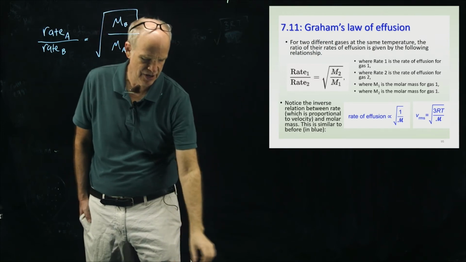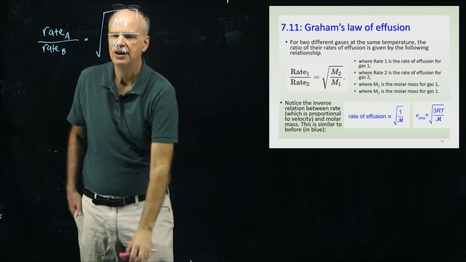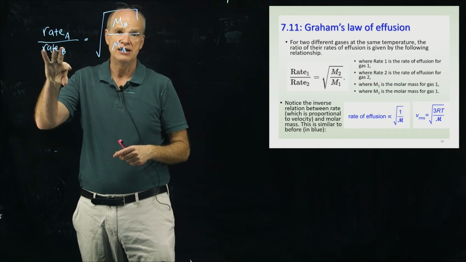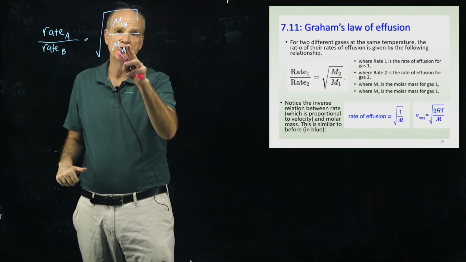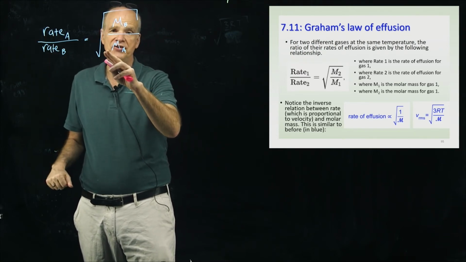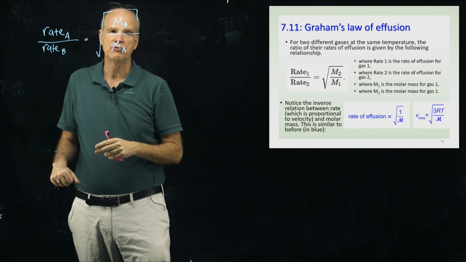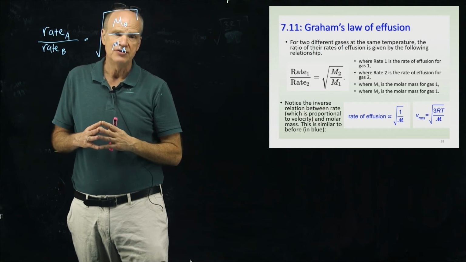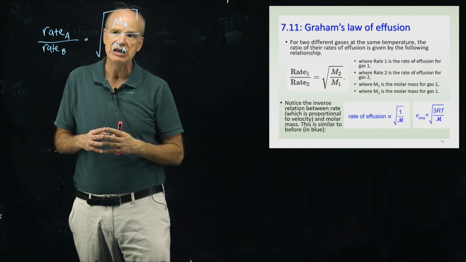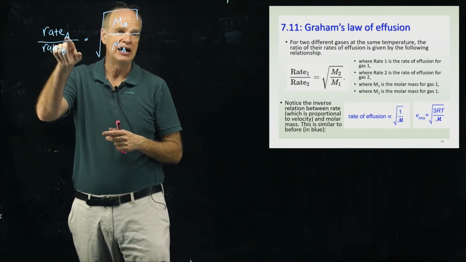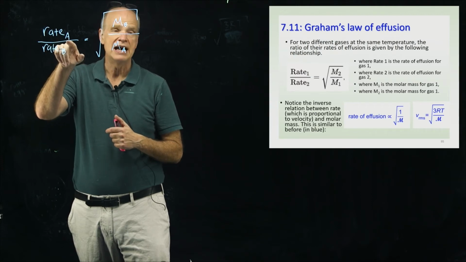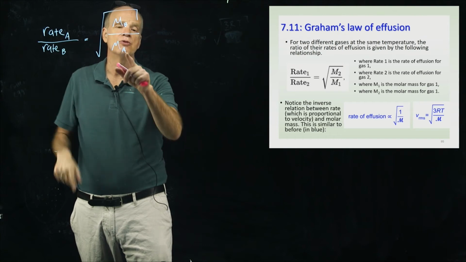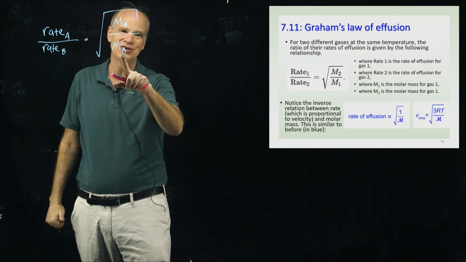And now I want to point out something very important here. Notice that on one side of the equal sign we are dividing rates. On the other side of the equal sign we are dividing molar masses, but then we have to take the square root of that. But also notice the location of the types of gases on either side of the equal sign. On the left side, with the rates, we have the rate of gas A in the numerator, but on the right side, that is going to be in the denominator.